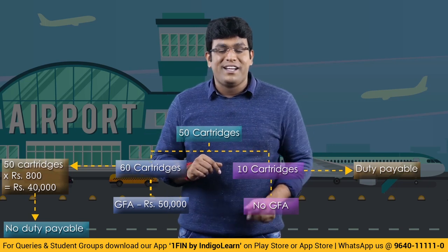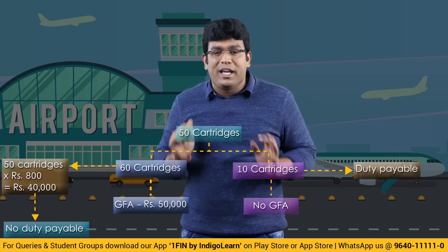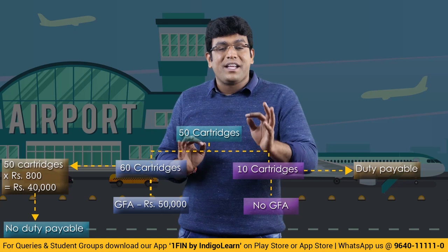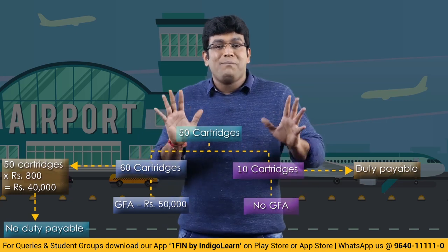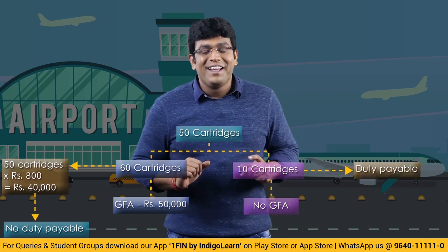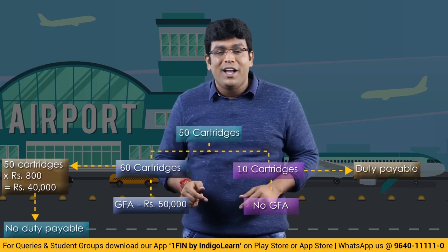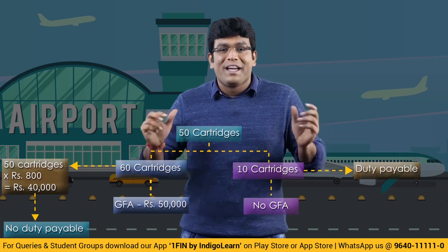So you have to understand that the second point says cartridges of firearms exceeding 50. That means whatever is over and above 50 is the only part covered under Annexure 1. Up to 50 can be considered for GFA. GFA is nothing but general free allowance, which could be 50,000 or it could be 15,000, depending upon the type of category.